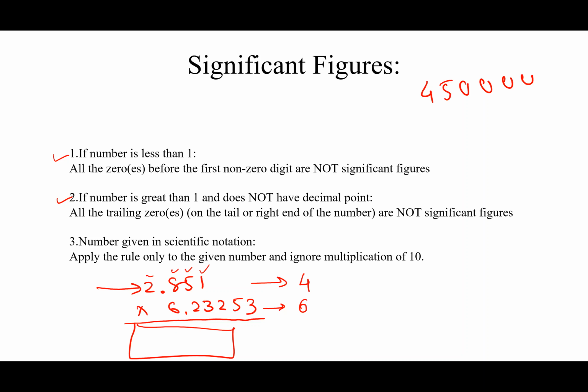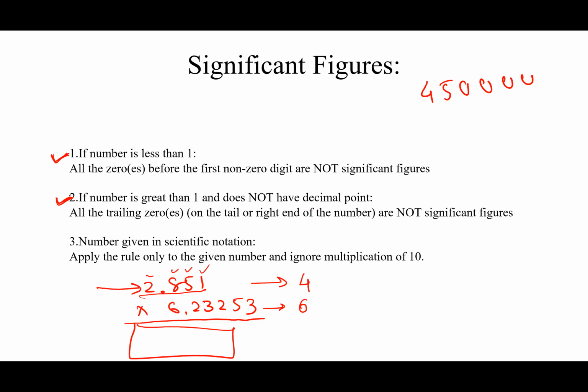Remember, there are only 2 cases in which we are not going to consider 0 as a significant figure. In every other case which does not apply these 2 rules, we are going to count even 0 as a significant figure. Of course, if there is any number other than 0, we count it as a significant figure. But even if it's 0, we count it as significant. The exception is these 2 cases. So what is the rule?